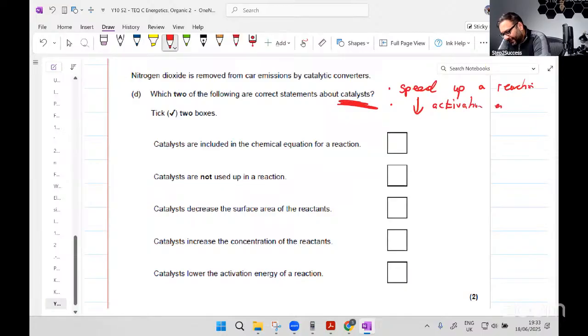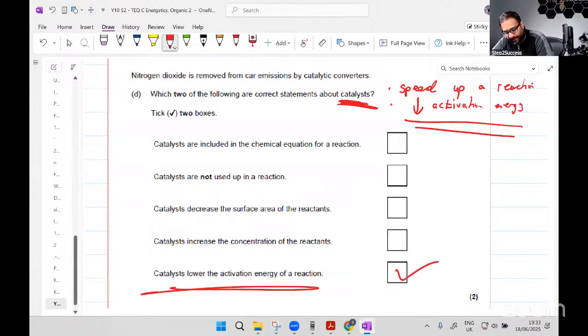You may remember from the lesson you did that the activation energy is the energy needed for a reaction to take place, and it lowers that energy. So you don't need as much energy, and it will still react. And so, yeah, that's what it does. It lowers the activation energy, which means that's one of the boxes you tick.